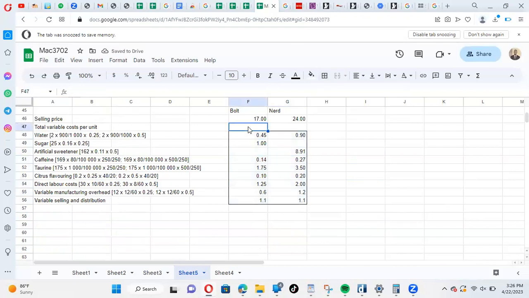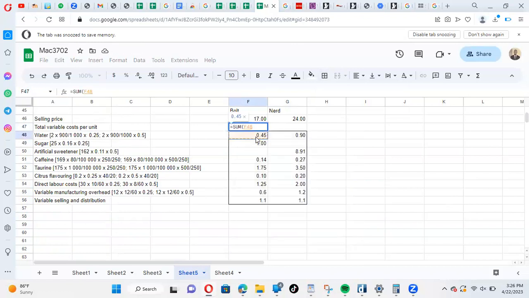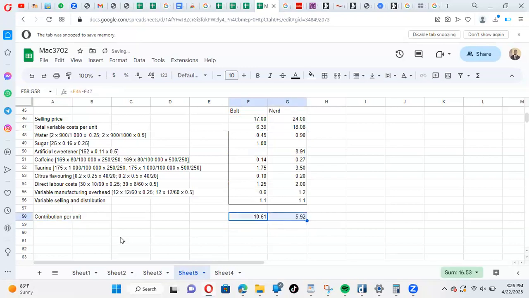All right, so here we need the total of whatever is inside that box. From F48 to 56, so 6.39. No, it's more. There it's 18 point. So much calculation just for 6 rands. Imagine. Now we have our contribution per unit that we can easily deduct as 17 minus the total variable cost, 10.61. So we drag this over the side, our 5.92.